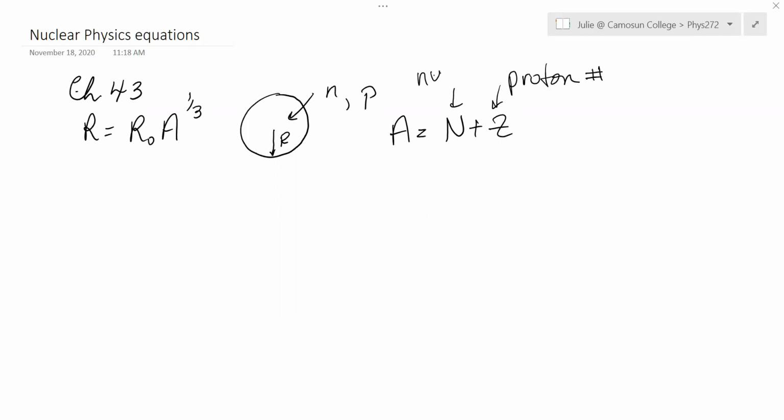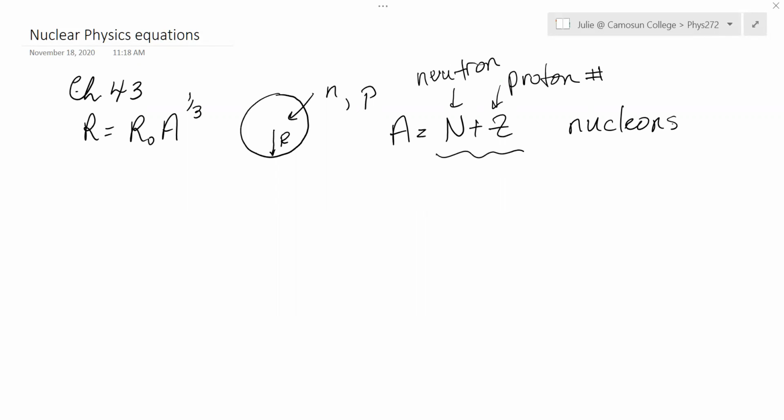So if you have a nucleus, remember inside here are the neutrons and protons, and the radius of that nucleus is R. A is equal to the number of neutrons plus the number of protons. So Z is the proton number, and N is the neutron number. Collectively, neutrons and protons are sometimes called nucleons.